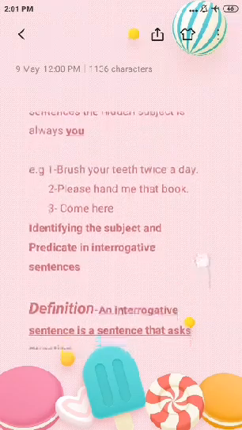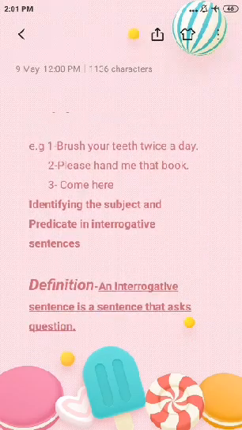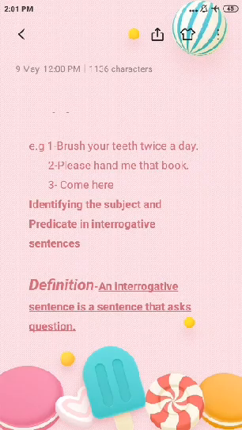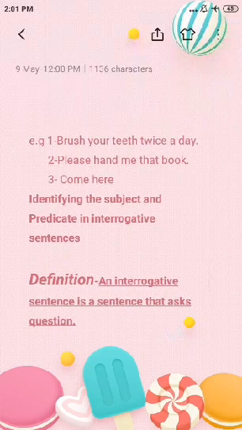Now look at the second sentence. Please hand me that book. It's a request, as please is mentioned here. When I say please hand me that book, I actually say, you please hand me that book. So you is not mentioned as it is implied, similarly as the previous example. So you is the subject here and please hand me that book is the predicate here.